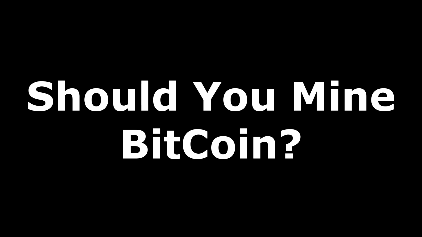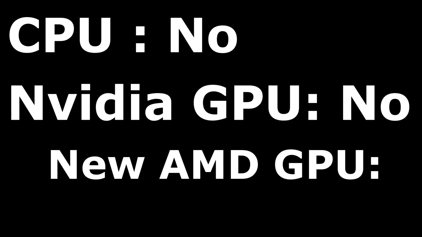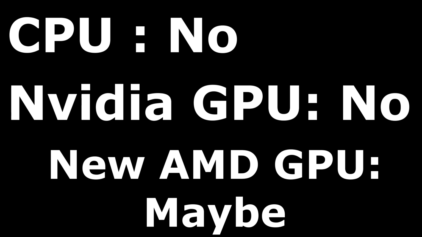Today I want to show you the easiest way to mine Bitcoin. But first, answer my question, should you? Well, if you plan on mining with a CPU, no, you shouldn't do that. Nvidia GPUs, not really. But if you've got an AMD GPU, then yeah, you can probably do it, you get a decent hash rate. But the idea is you get more than your money's worth.